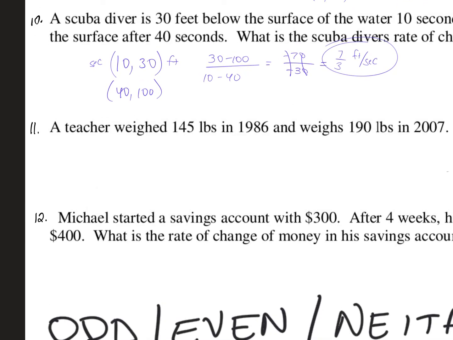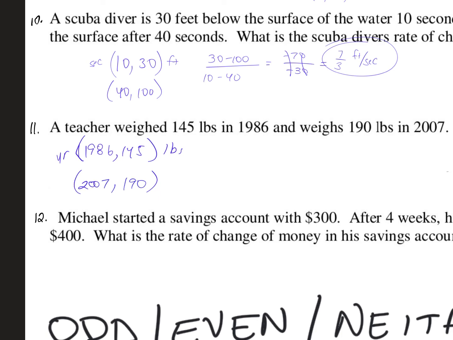All right. A teacher weighed 145 pounds in 1986 and weighs 190 pounds in 2007. That's two ordered pairs right there. What is the ordered pair? What's the first one? 1986, 145. The 145 was in 1986. This is the year, and this is the pounds. Your second ordered pair is 2007 and 190.